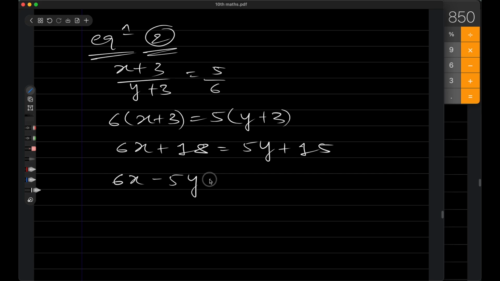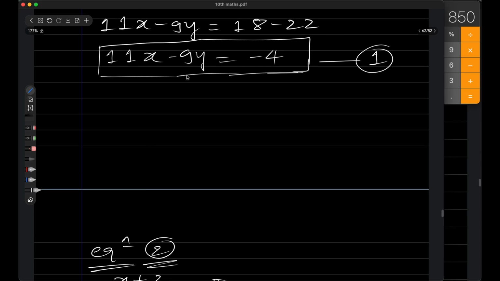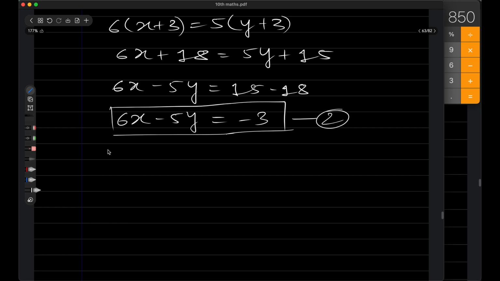6x minus 5y equals 15 minus 18. 6x minus 5y equals minus 3. This is the simplified equation number 2. Now write both the equations, that is 11x minus 9y equals minus 4. This is the first equation and this is the second equation.